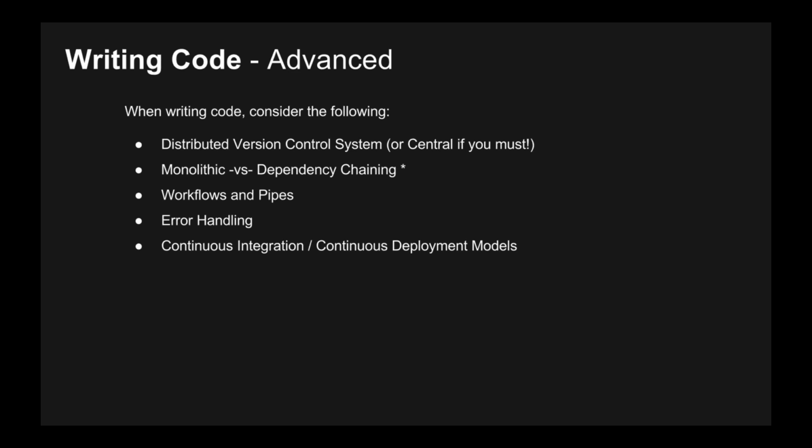And so we'll go into some details on that, some pros and cons between monolithic versus dependency chaining, which is just functioning things out or classing them out, however you decide to do it for your use case. We'll take a quick look at workflows and pipes, as well as error handling, which is obviously an important thing. And then we'll take just a rough view into CI and CD, actually both CDs, because there are 2 CDs. We'll look at those models and how they play into your use of RESTful APIs.